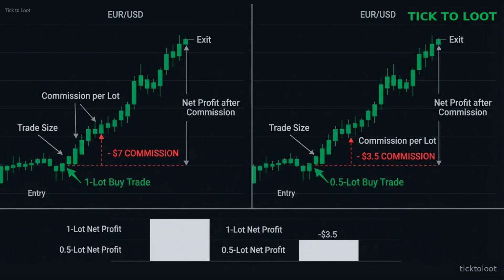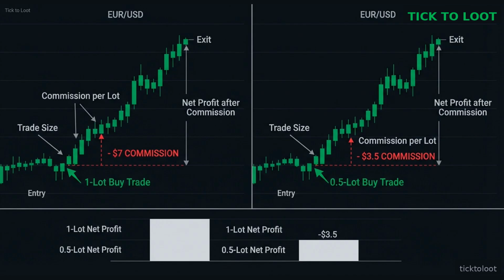Notice the net profit ratio stays the same, but the absolute dollar amount of commission is smaller, which matters when you're just starting and your account balance is modest. The rule of thumb: calculate the commission per lot, then decide if a smaller lot keeps the commission proportion reasonable compared to your expected profit. If the commission would be more than 10% of your anticipated gain, shrink the position size. This simple adjustment protects your account from hidden erosion and lets you trade with confidence, even when the market moves just a little.